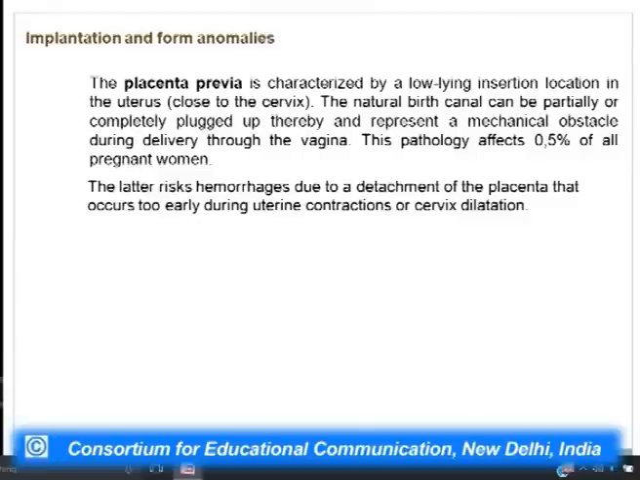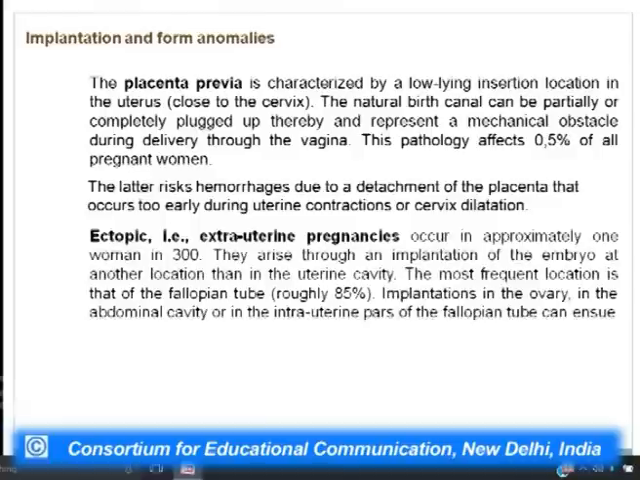So this condition is termed placenta previa, where the implantation has occurred very low in the uterus, just above the cervix, and the placenta forms there. It causes a lot of hemorrhage because the placenta can be taken off very early during the uterine contractions and cervical dilation for parturition, or childbirth, to take place.